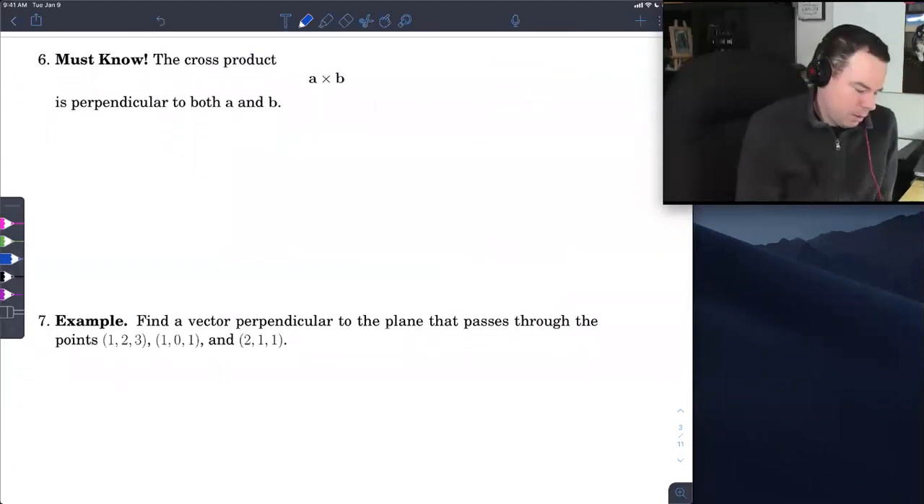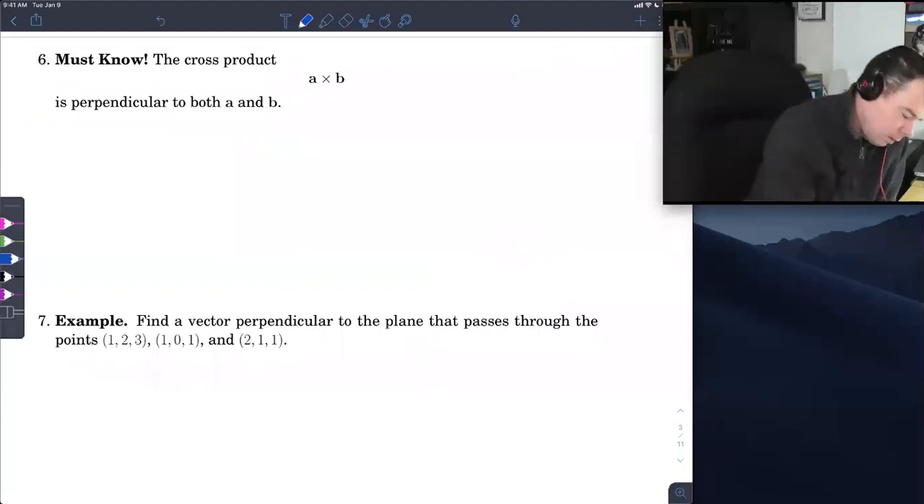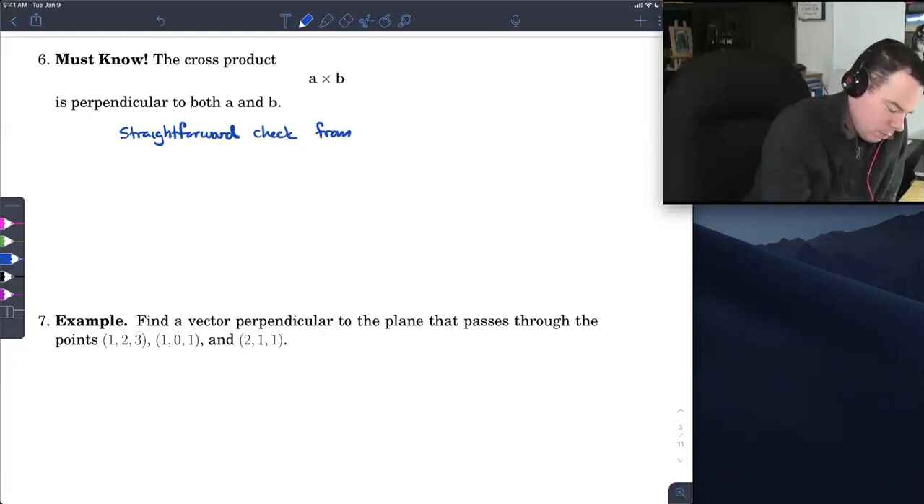The other point is that the cross product of two vectors has to be perpendicular to both A and B. I'm not going to do it here. I can leave it for you to do, but I will justify it in a way using determinants. But if you want to work this out, this is a straightforward check from the formula.